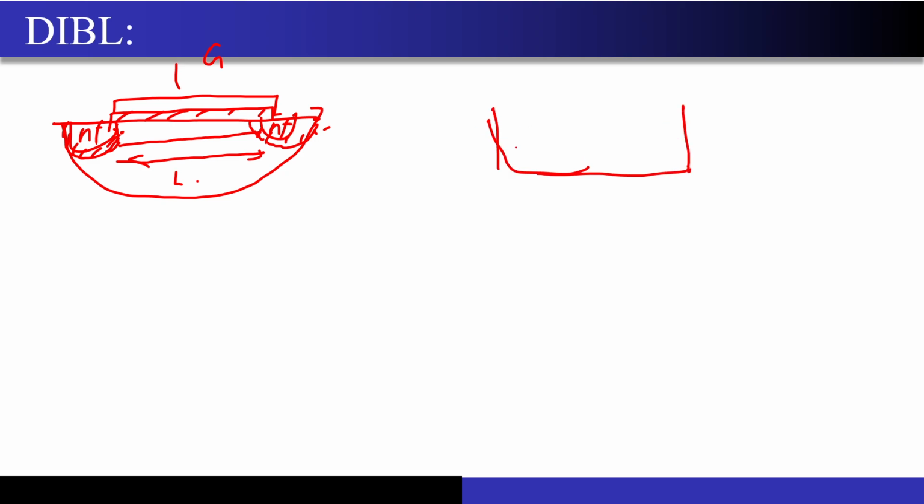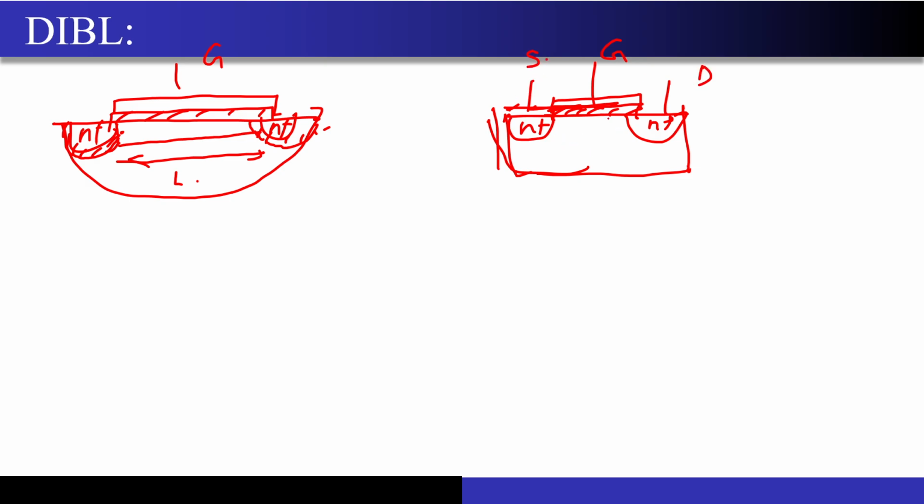Just a minute. What happens if I make this L very small? So now, okay, sorry, just a minute. This is N plus. This is N plus, correct? Then you have an oxide over here, and on top of this you have a gate. This is your drain and this is your source, correct?